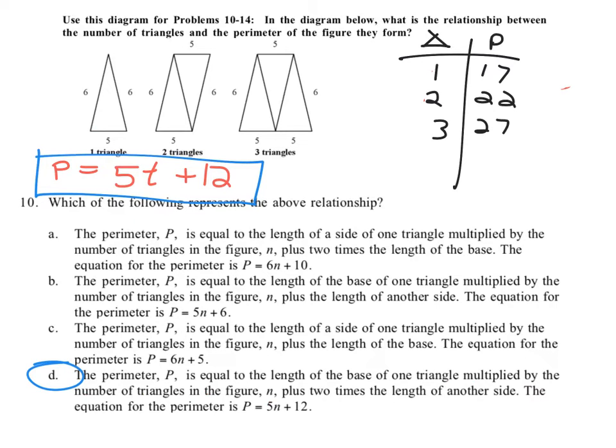That's the length of the base times 5 times the number of triangles, because you're seeing the base of each triangle, okay? Plus 2 times the length of another side. We got the length of the other side twice, and then that's the equation.